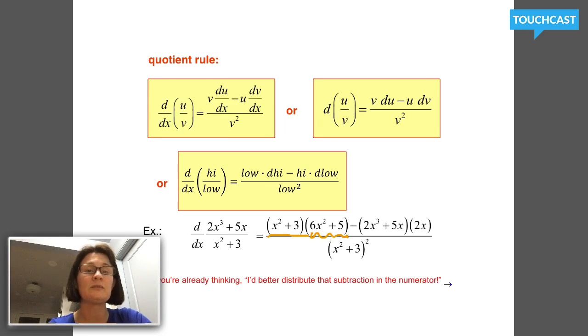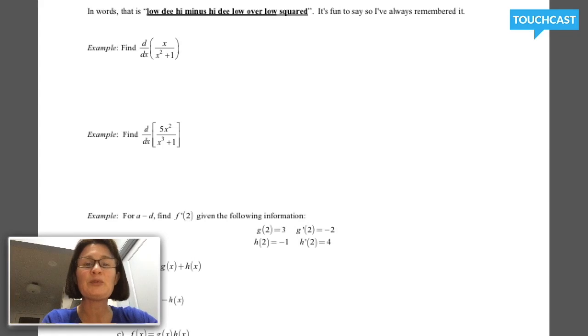the original denominator squared. And I hope that you were thinking that if you were going to simplify this expression, you would make 100% certain that you distributed that subtraction. It's a very common error when using the quotient rule, don't make it. So I'll do one of these examples from your paper and leave the other one for you to practice on.